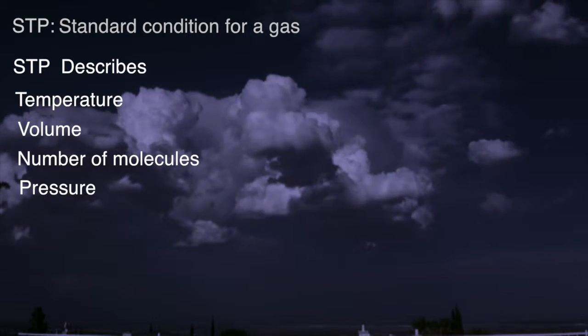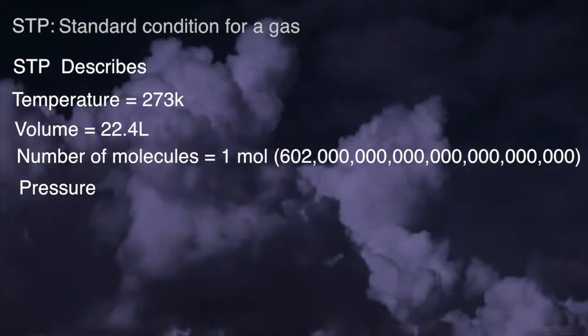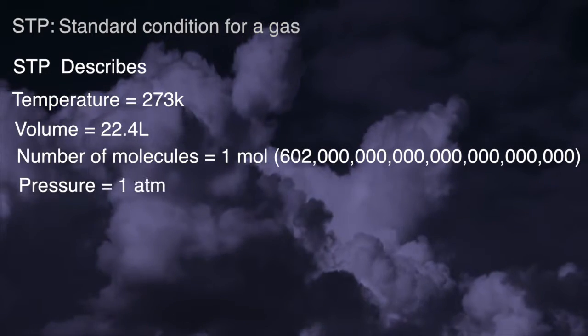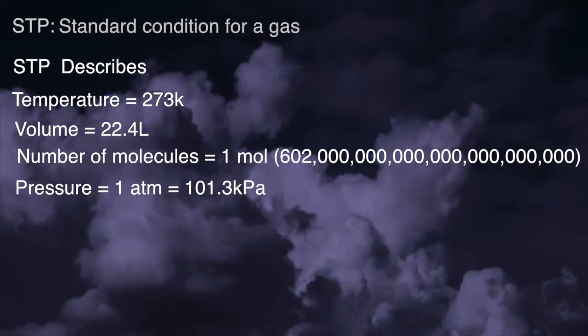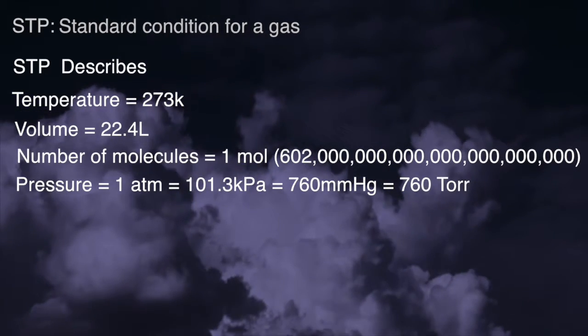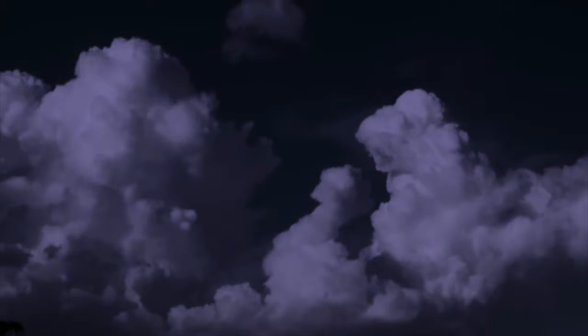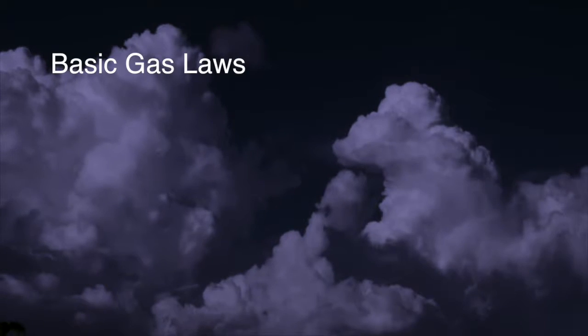The temperature of a gas is 273 Kelvin, the volume the gas occupies is 22.4 liters, there is 1 mole of molecules of the gas, and the pressure of the gas is 1 atmosphere, or 101.3 kilopascals, or 760 millimeters of mercury, or 760 torr. These units of pressure all mean the same thing, but if you use the wrong units, you'll get the wrong answer. There are several basic laws that you'll have to know concerning the behavior of gases.